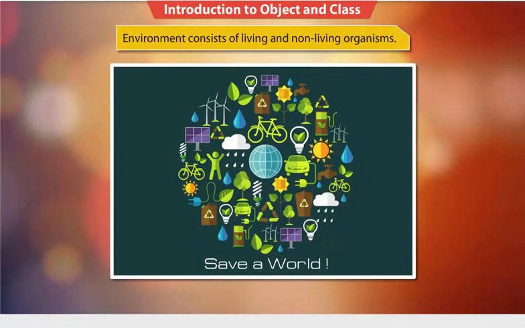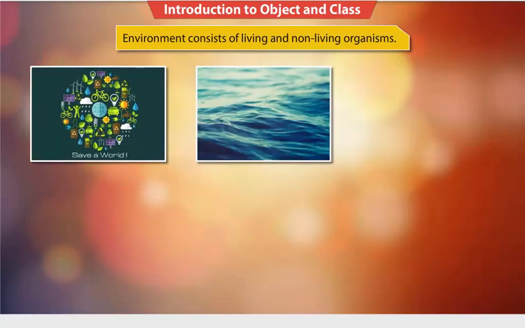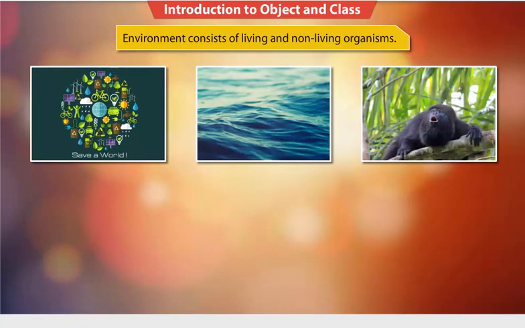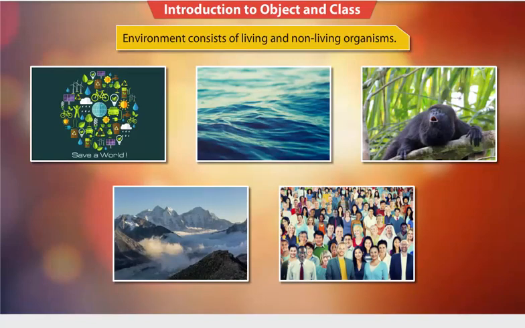We all live in an environment consisting of living and non-living organisms. Most of these creatures are the natural outcome of the environment, without which survival is impossible. The water we use, animals and plants around us, the mountain ranges and people around us are the essential objects of our environment.